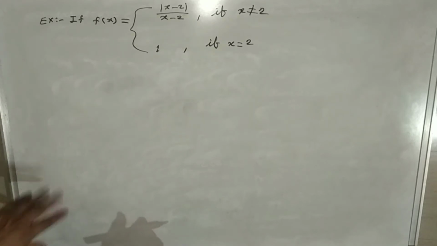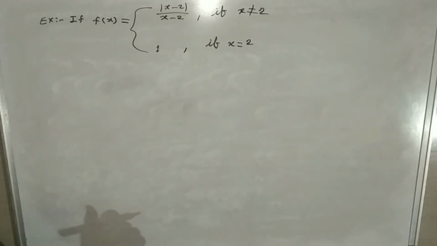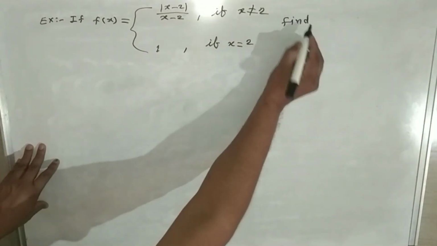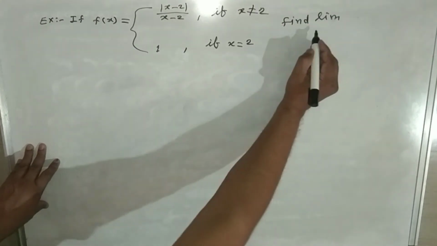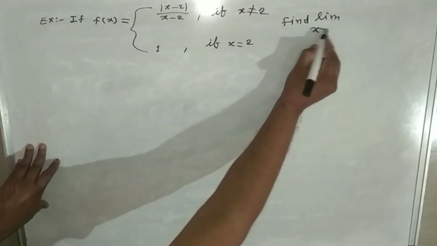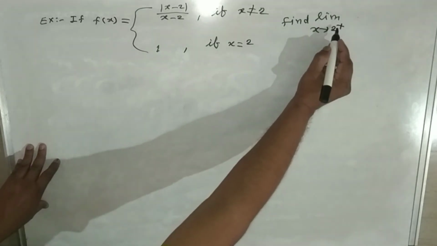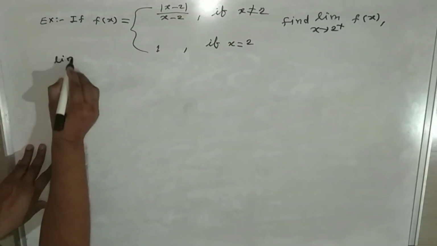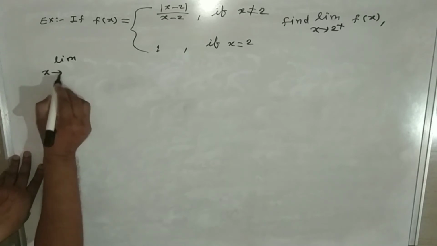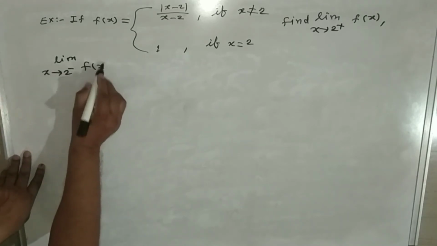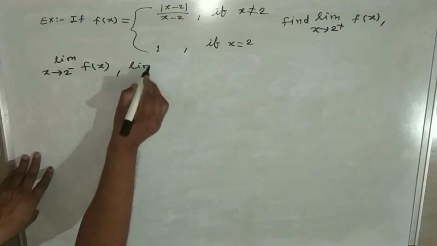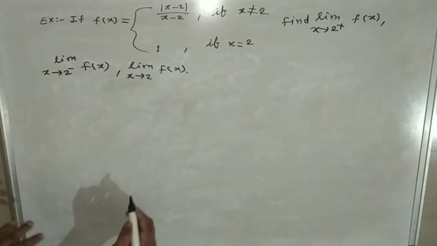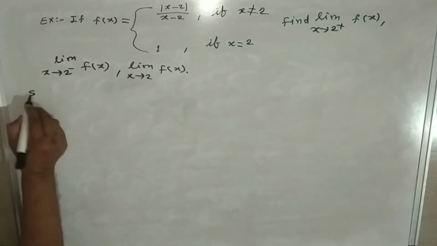Now find the right hand limit, left hand limit, and the limit of a function f of x as x tends to 2. So find limit as x tends to 2 plus, this is the right hand limit of a function f of x. Then limit as x tends to 2 minus, this is the left hand limit of a function f of x, and limit as x tends to 2 of a function f of x. We want to find this. So we'll see the solution.